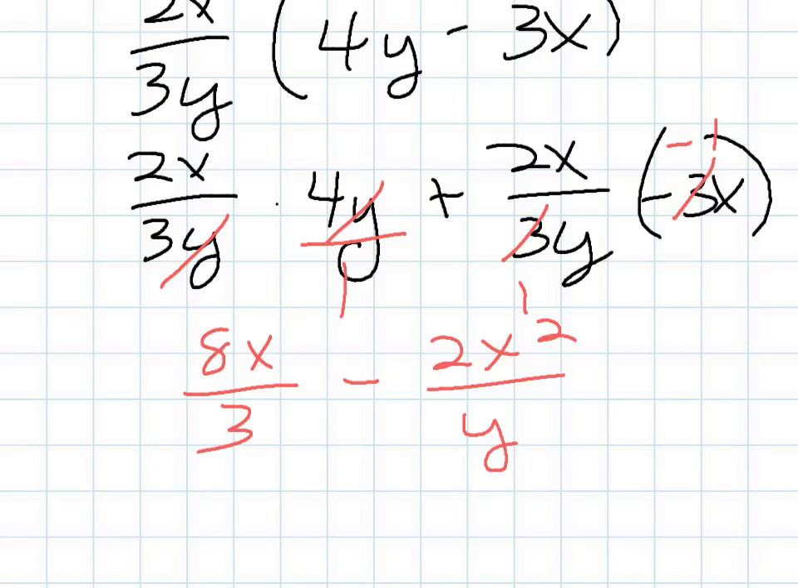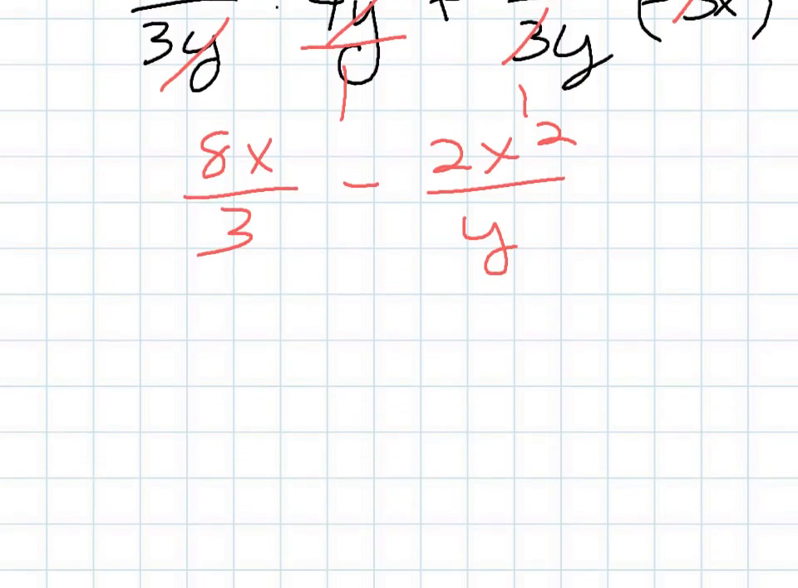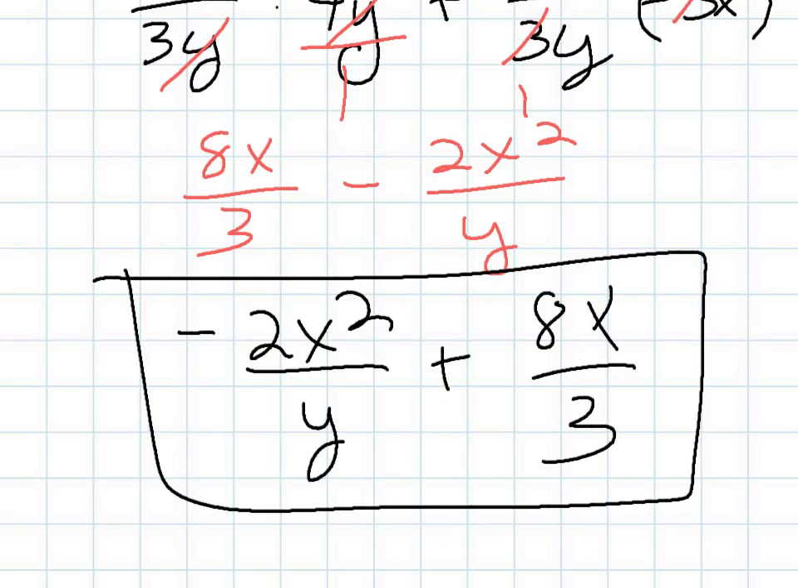Now, these are not like terms, so we can't do anything else with them. However, when we are dealing with powers, we want to put them in what we call descending order. So descending order means the expression with the highest power goes first. In this case, the x squared is the highest power. So we want to rearrange the order and make it negative 2x squared over y plus 8x over 3. And that would be your final solution.